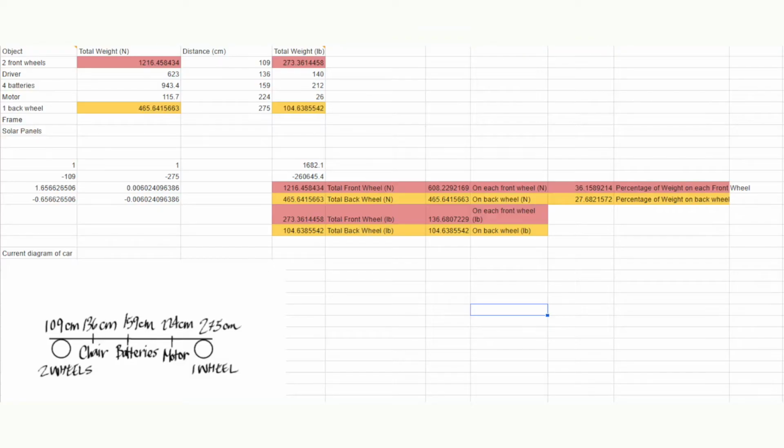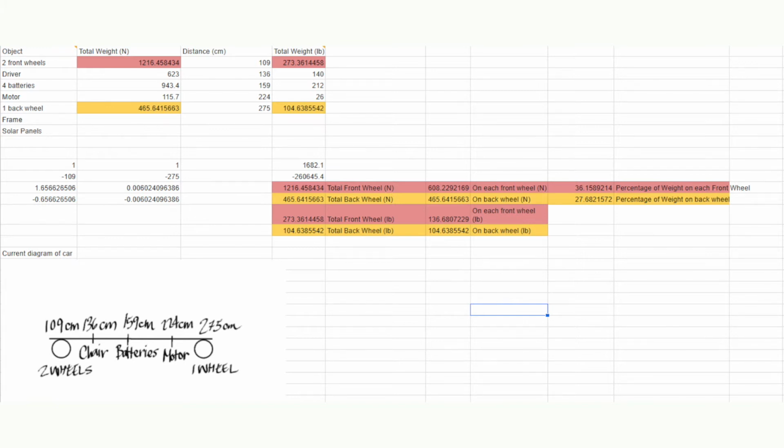So we wanted to make sure that our car had an equal weight distribution on the front wheels and the back wheel. How we did this was we first created a spreadsheet calculator that took in inputs, and these inputs were how far away each component in the car, such as the seat, the motor, and the batteries, were from the front of the vehicle, and how much they weighed, because these are the two components that affect weight distribution. Using these inputs, the calculator would output how much weight was being put on the front wheel and being put on the back wheel.